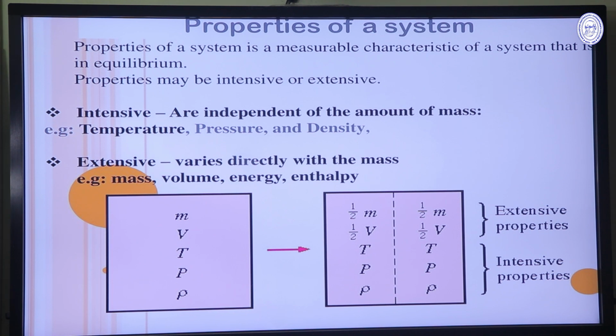And coming to the extensive ones, these are properties that are very much dependent on the mass. Let us take the examples of the mass itself, the volume, the energy, the enthalpy. If I take 100 ml of hot boiling water in a conical flask and then divide it into 50 and 50, the volume is changing. So these are totally dependent on the mass of the system. So this becomes an extensive property.